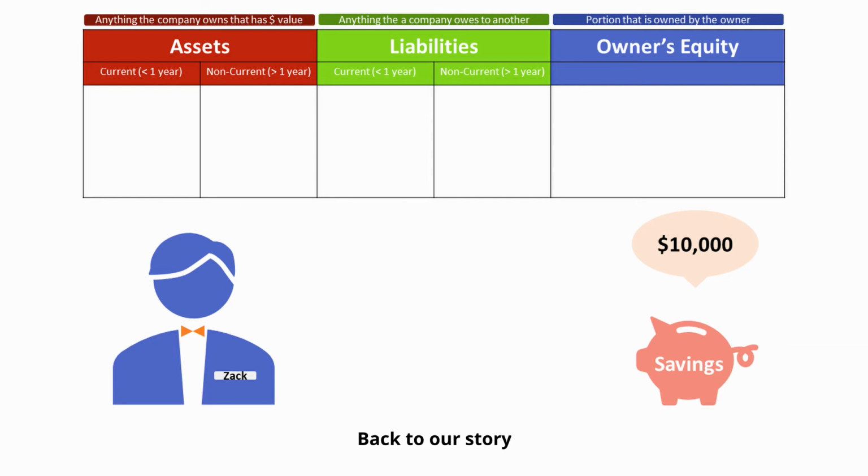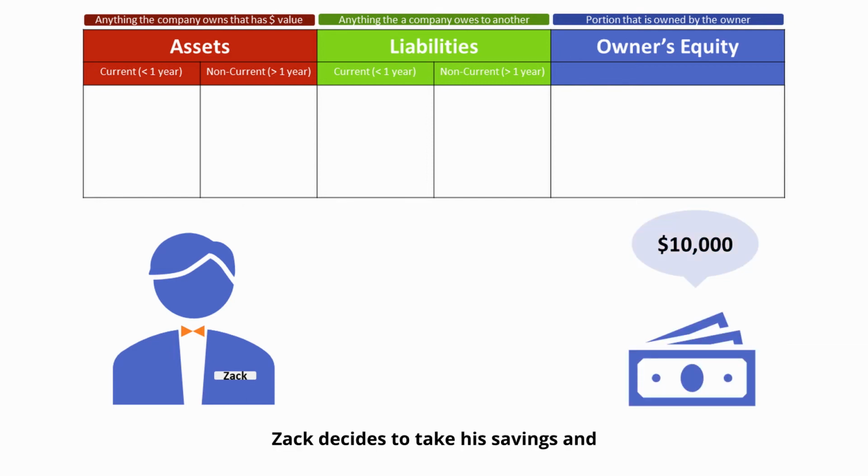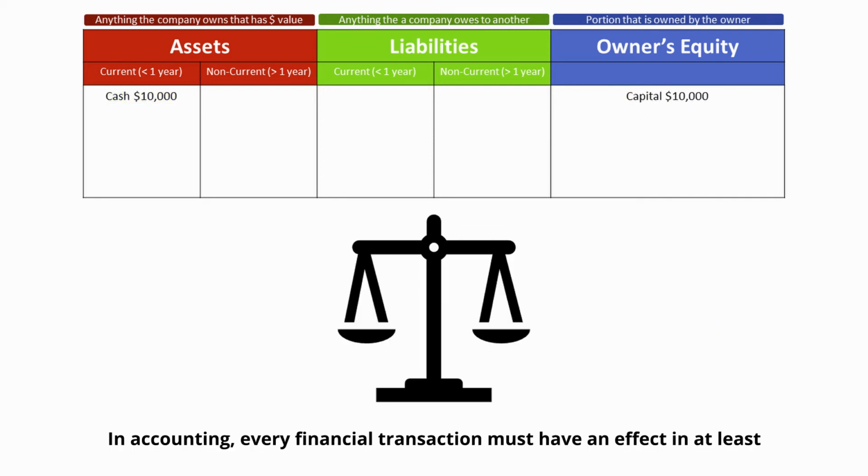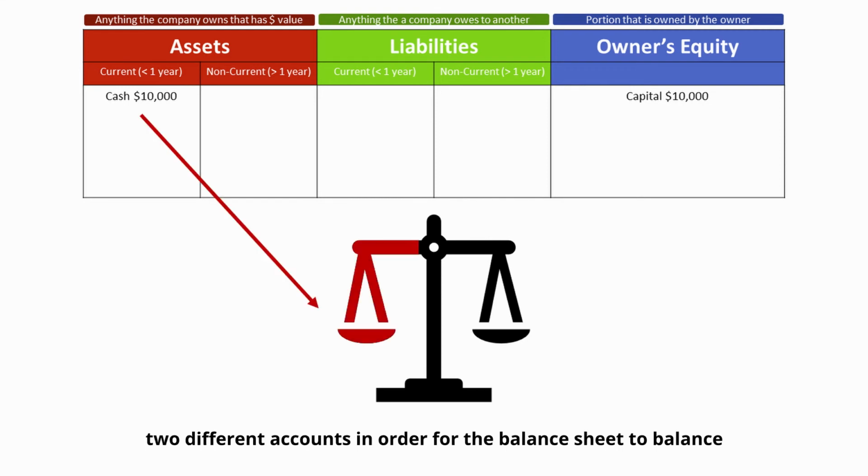Back to our story. Zach decides to take his savings and invest it in a fast food business. So, we record capital under owner's equity and cash under assets. In accounting, every financial transaction must have an effect in at least 2 different accounts in order for the balance sheet to balance.